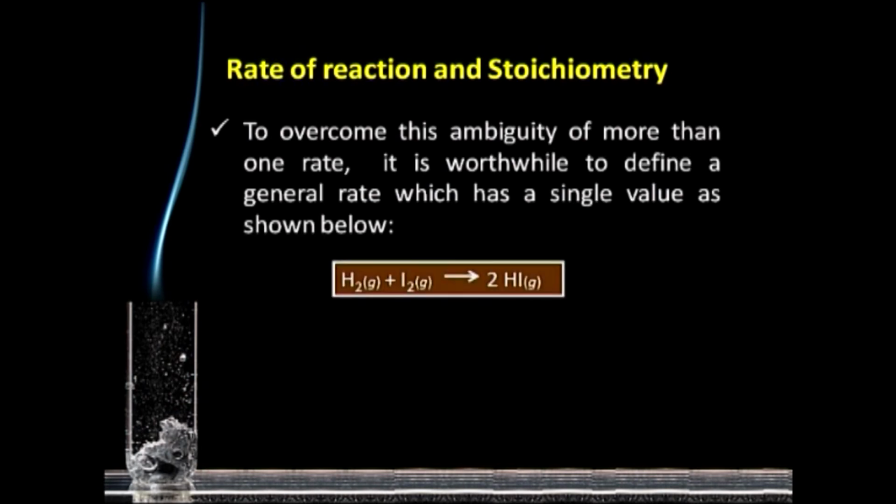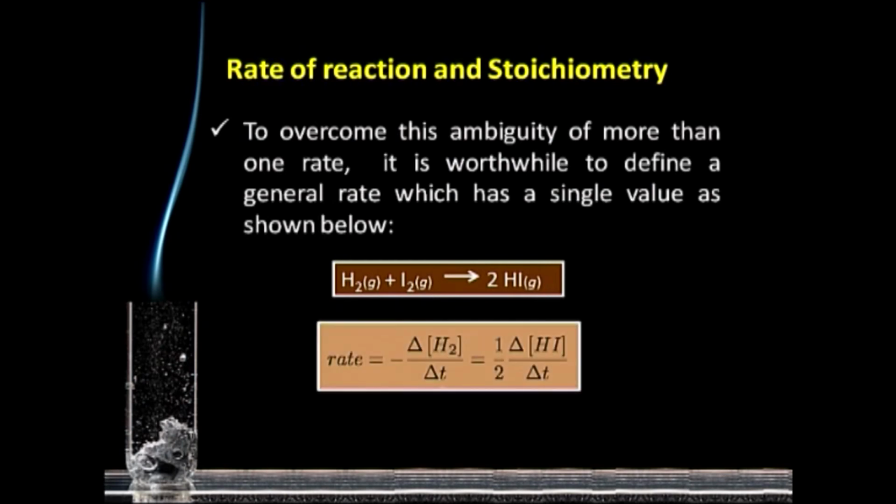given reaction. Take this example, H2 plus I2 giving you 2HI. If I express the rate of reaction in terms of, say, H2 and HI, I have taken into account the stoichiometric coefficient, so that the rate with respect to H2 as well as with respect to HI is the same. That is exactly what we have to do.